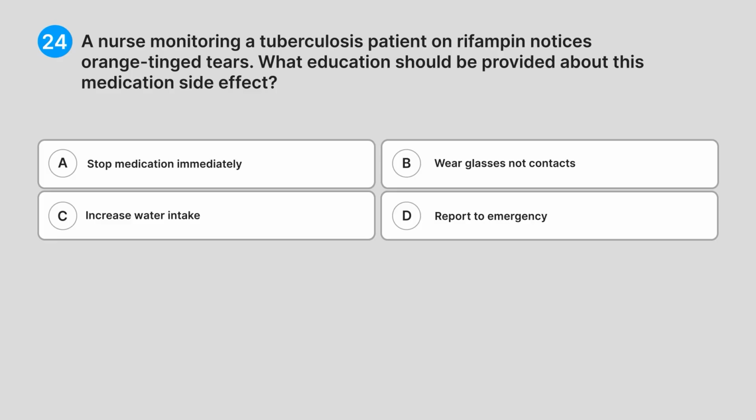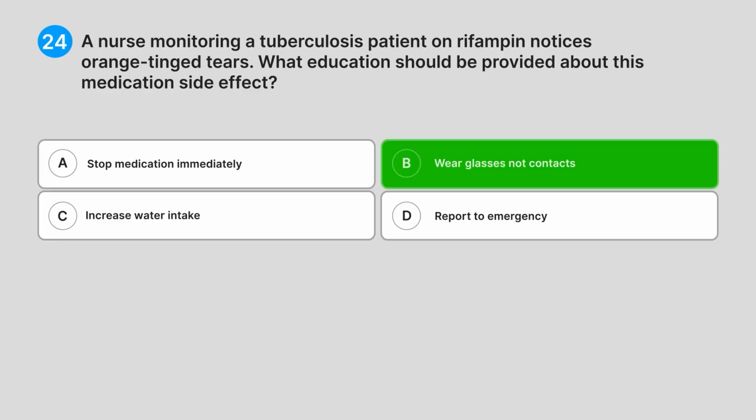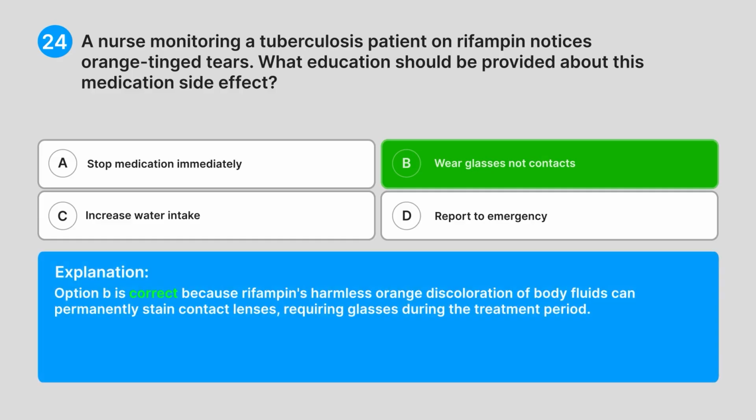Correct answer, B. Wear glasses, not contacts. Explanation. Option B is correct because rifampin's harmless orange discoloration of body fluids can permanently stain contact lenses, requiring glasses during the treatment period.